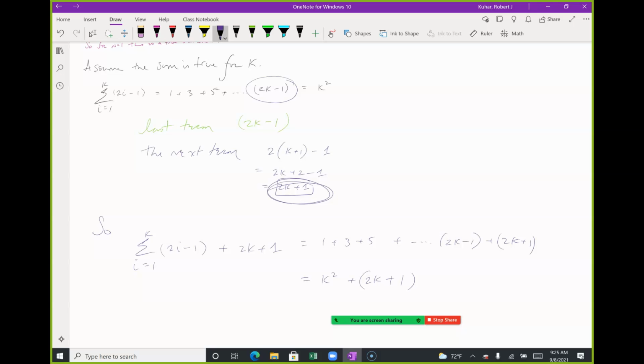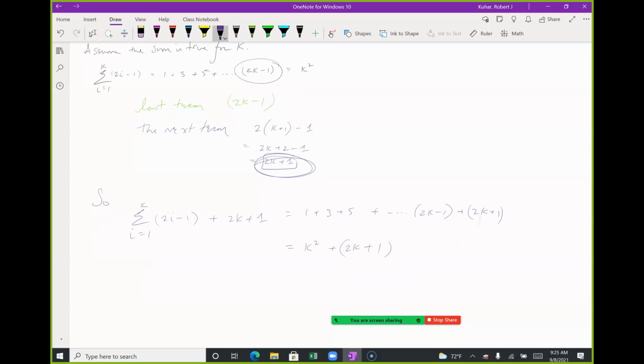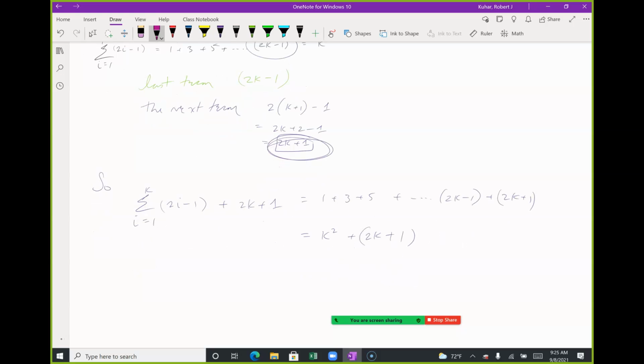When I'm adding the same integer to an equality on both sides, I keep equality. When I'm adding the same thing, I keep equality. So I assumed it was true for k. I added the next term, so it's still true, and I now want to see what I get. You following me? Yes, I start with something equal. I assumed it was true.